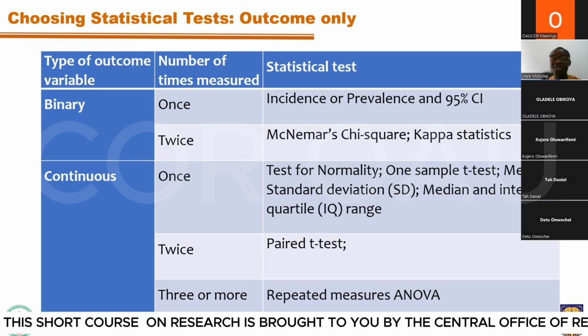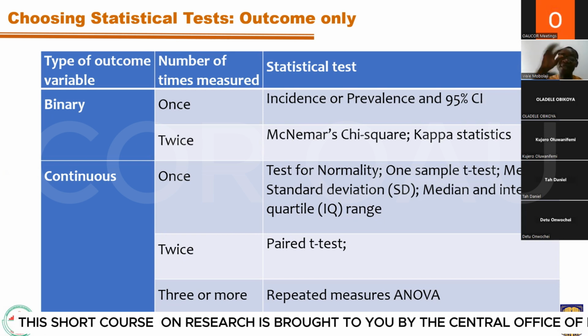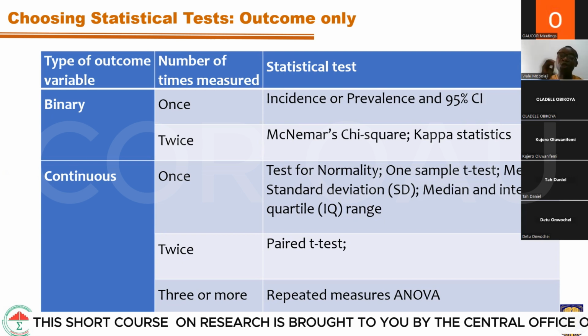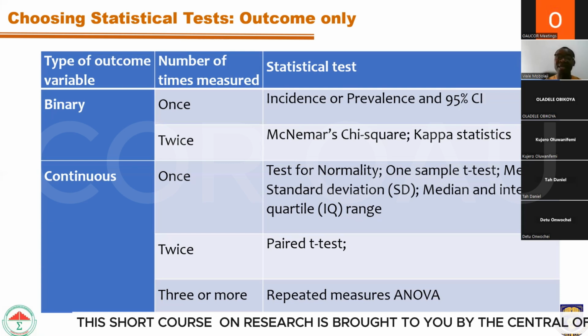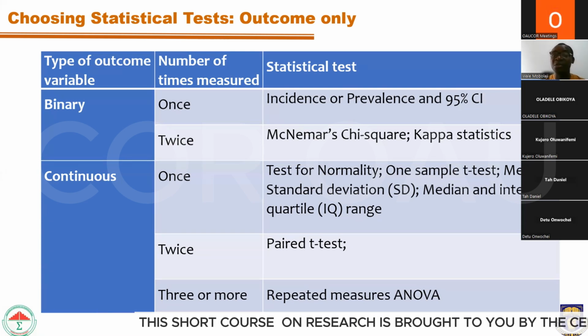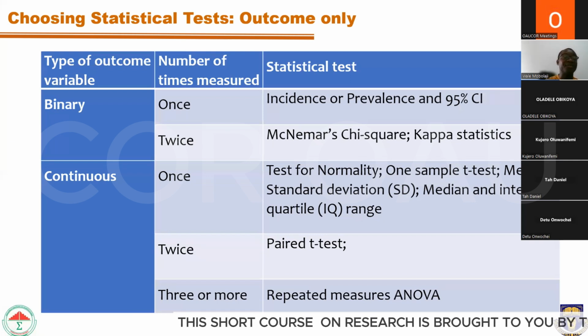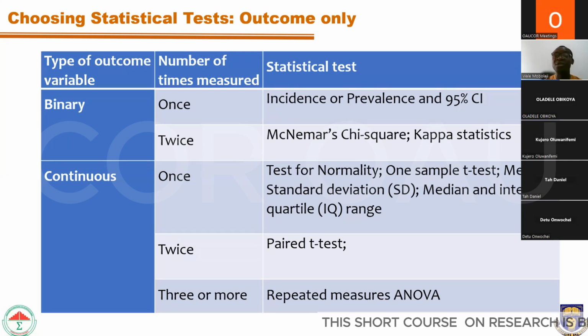So you use one sample t-test when you're comparing the mean of your sample to a hypothetical mean. You want to see whether there is a difference in that mean compared to your hypothetical mean. So you could look at mean, standard deviation, you could look at median and interquartile range if it is continuous. And the median and interquartile range comes in if the data is found to be non-normally distributed.